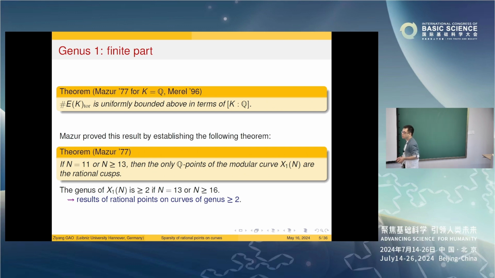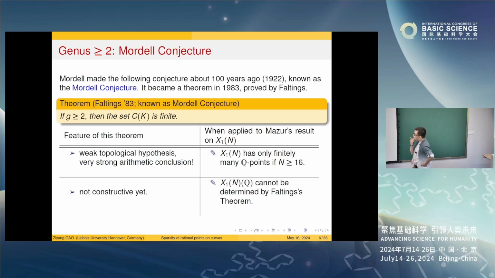To prove this result is actually quite interesting. Here we have a curve of genus 1. But what Mazur actually proved is a result on curves of higher genus. He showed that the only rational points of some modular curves, when n is large enough, are the rational cusps. And these modular curves usually have genus at least 2. So in order to study rational points on curves of genus 1, we are obliged to pass to higher genus curves. And so now let's look at the case of higher genus curves.